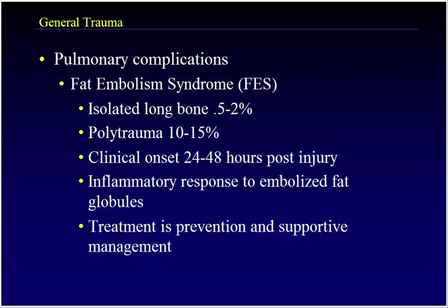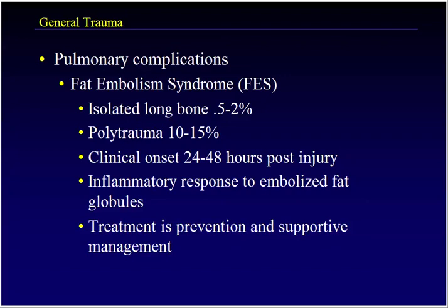Now, let's look at some pulmonary complications of multi-system trauma. The first one we're going to talk about is fat embolism syndrome, and this can be seen with isolated long bone fractures. The incidence is anywhere from 0.5 to 2%. It's much more common in the polytraumatized patient with multiple long bone fractures, as high as 10 to 15%.